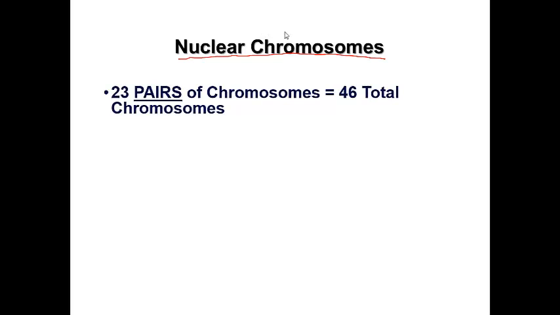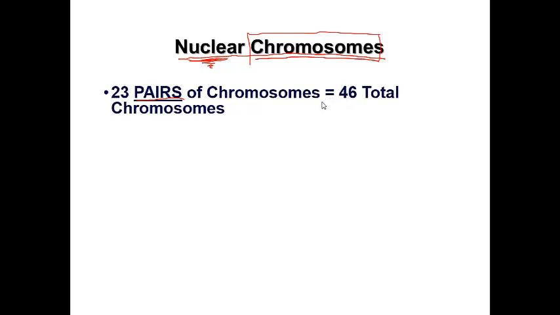Although for the most part, textbooks will forget about the fact that you have your mitochondrial chromosomes, and when they say the word chromosome, they're generally referring to these guys here. Right, your traditionally structured chromosomes. So you have 23 pairs of chromosomes equaling 46 total chromosomes.